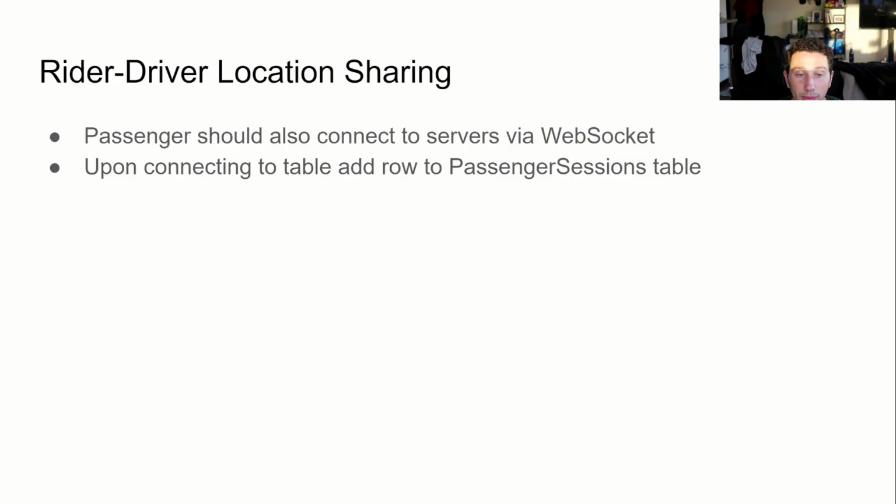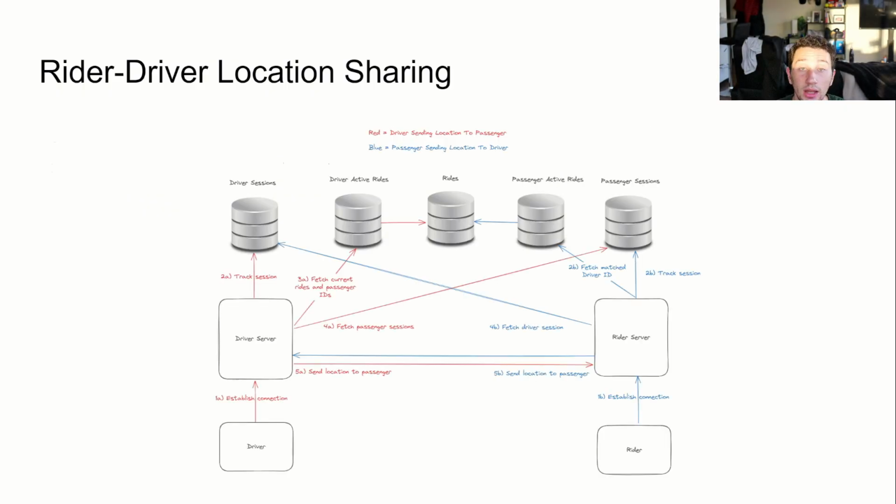For passengers to receive information from other servers, we can do something similar to what we did for drivers and introduce a passenger sessions table. This will be updated when a passenger establishes a WebSocket connection and can be referenced when trying to send data to a particular passenger ID.